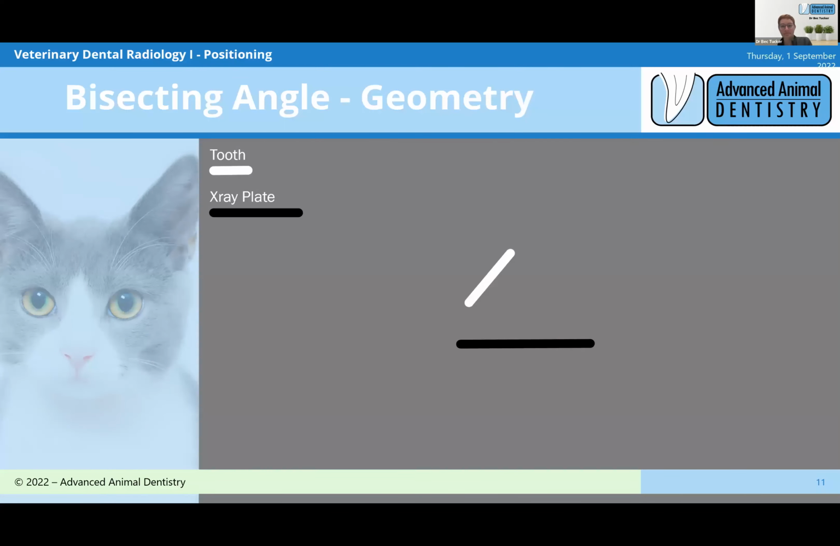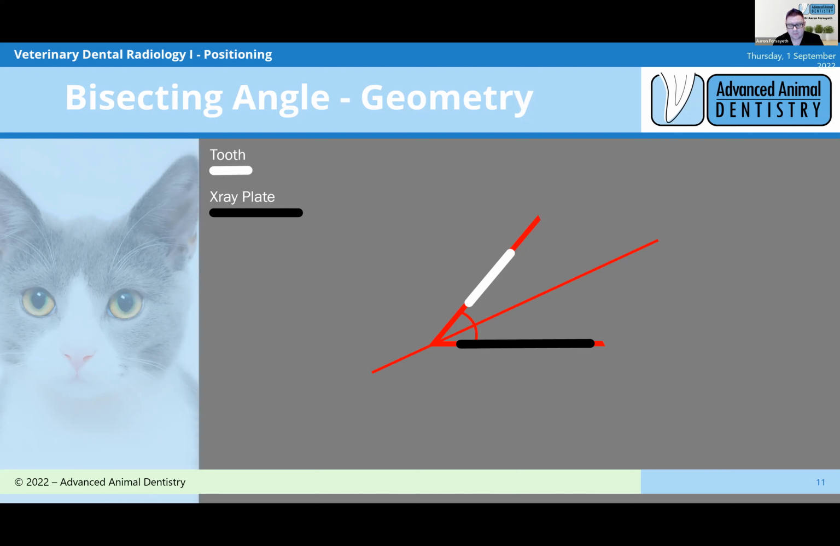Simple as that. So let's have a look at some diagrams that hopefully illustrate that as well. This is the basic geometry of it. Again, we have the tooth and we have the plate, and they form this angle together. Once we've got that, we draw a line halfway through it. Oh, sorry, it's formed this angle. Then we click again, and there we go. So we bisect the angle here. Okay, so you have to visualize that.